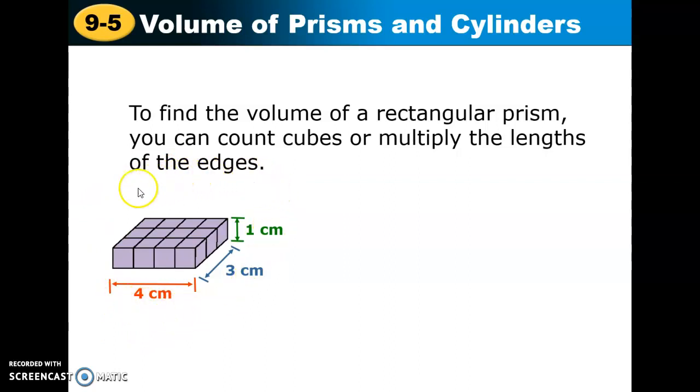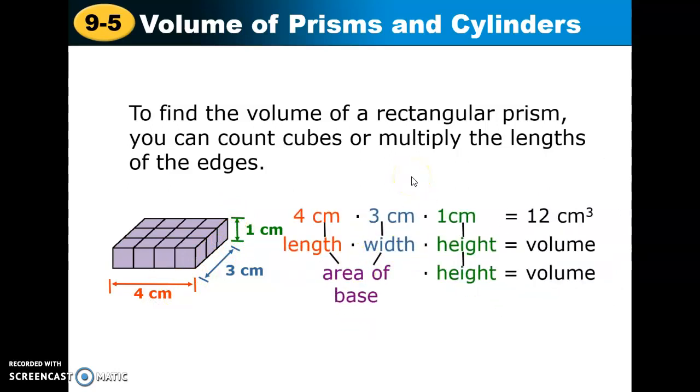So if you look at this rectangular prism, we can count how many cubes are in each of the edges and then multiply them together. So if you look at this side, we have 4 cubes. This side we have 3 cubes, and they're 1 cube high. So if I take 4 times 3 times 1, I get 12. Now, something to note, this is length, width, and height. So if you think about the formula for area of a rectangle, it's length times width. We're just now adding the height component in there.